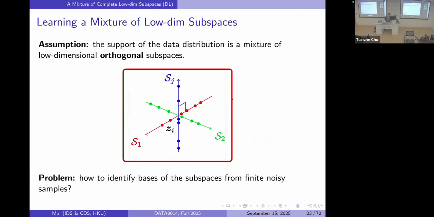So now we assume the data actually has this form. It lies on many orthogonal k-dimensional subspaces. It's a mixture of low-dimensional orthogonal subspaces like this. The question is, how do you identify the subspaces? They're not aligned with the coordinates; they're in general position. How do you find the orthogonal directions? That's the question.